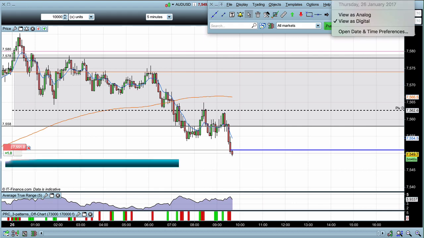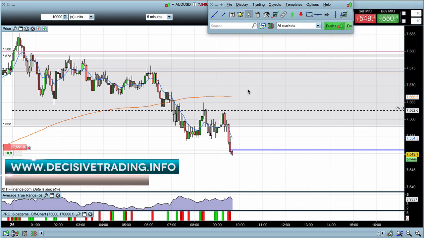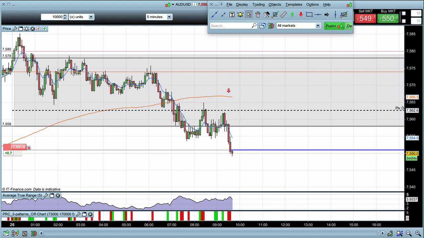It's Thursday the 26th of January and we are on the Australian dollar US dollar. Just entered into a short position after this candle right here at 9:30.